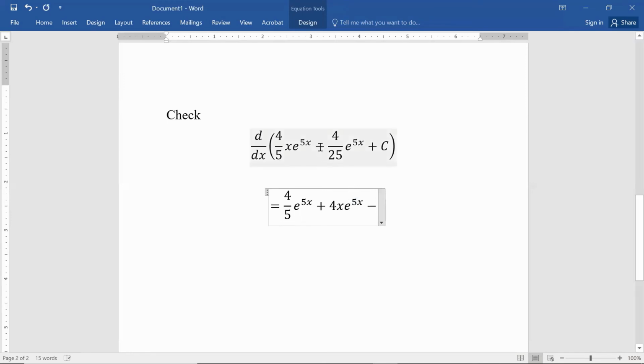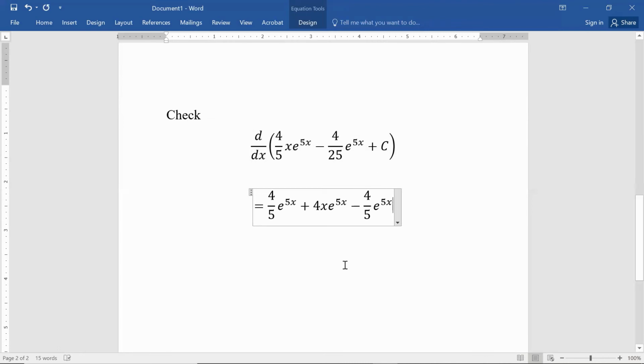And then you move on to the next term. The next term does not need a product rule. It can just be taken derivative directly. We take 4/25. Derivative of e to the 5x is e to the 5x times 5. If I take 5 times 4/25, I get 4/5. And then the derivative of a constant is always 0.